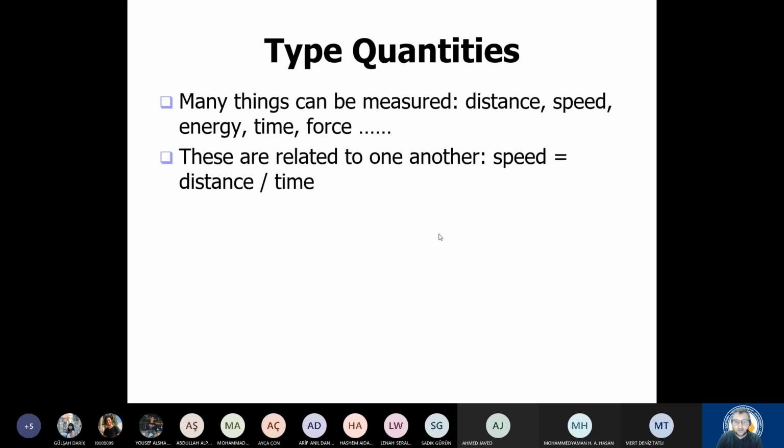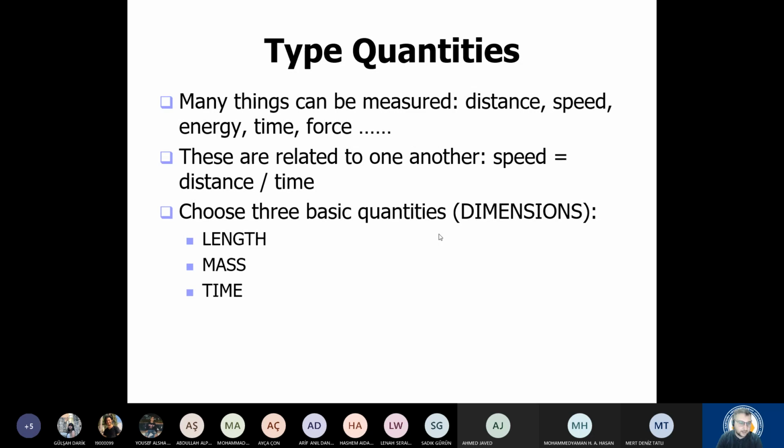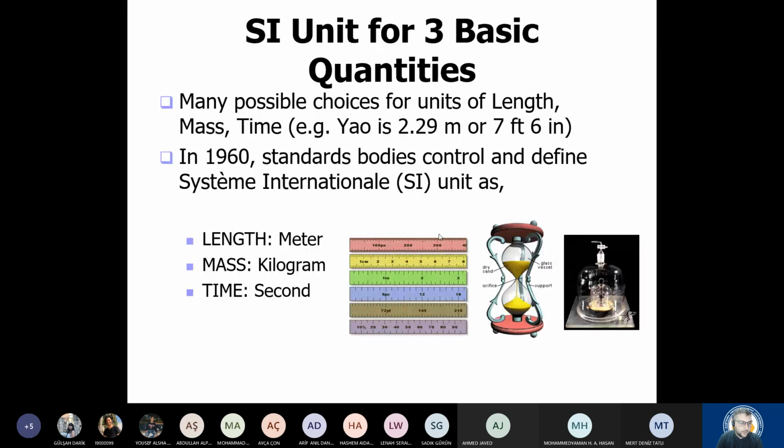There are basic quantities, something like length, mass, and time. And also there are derived quantities, so you can derive quantities by using these basic quantities. The basic quantity length has the unit meter, which is the SI unit, Système International. The unit of mass is kilogram, and the unit of time is second. When you are doing calculations, we are going to use these basic quantities and also SI units.